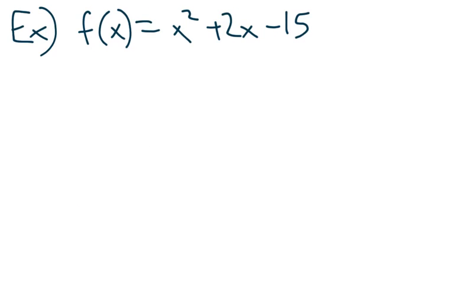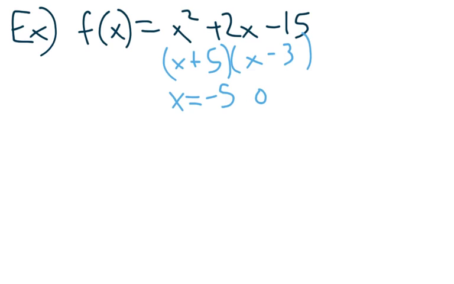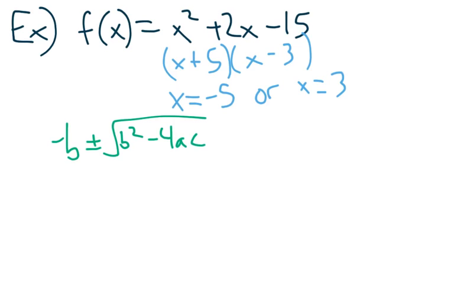For my first example, I want to use something that we can actually factor, so we can see how this works on a simpler level. So this quadratic equation factors as x plus 5, x minus 3, meaning my two solutions are x equals negative 5 or x equals positive 3. So we know those have to be the answers, but let's apply the quadratic formula. So for good practice, I'm going to write it again. Negative b plus or minus the square root of b squared minus 4ac all over 2a.